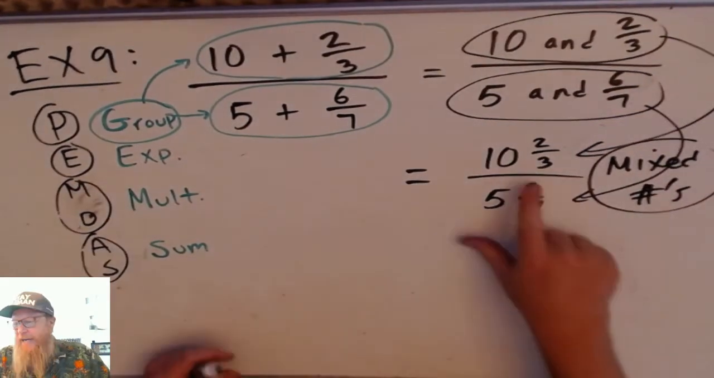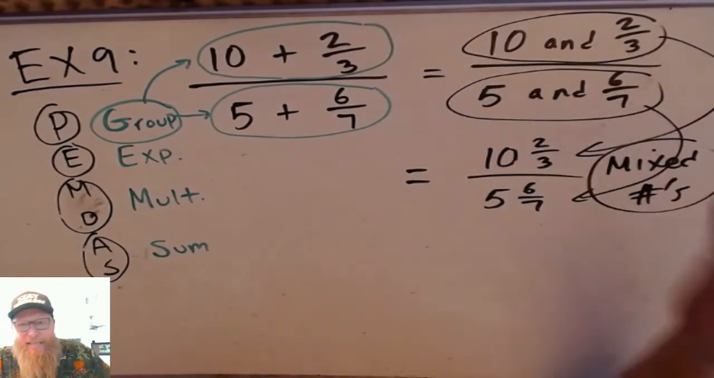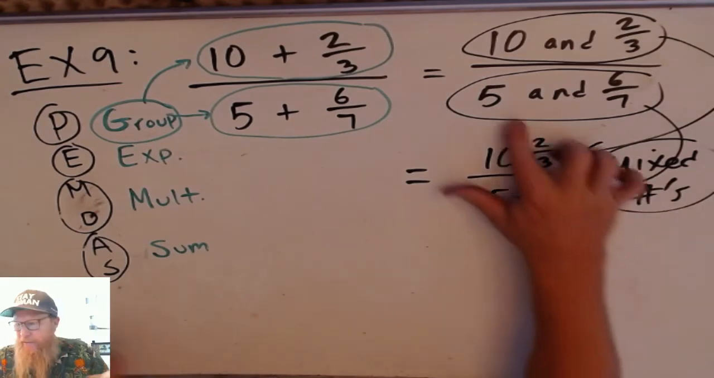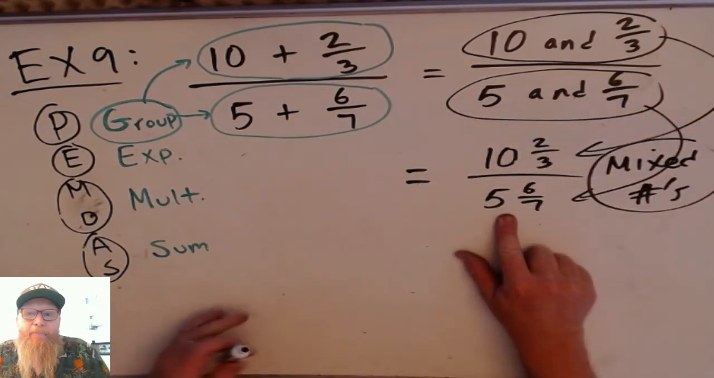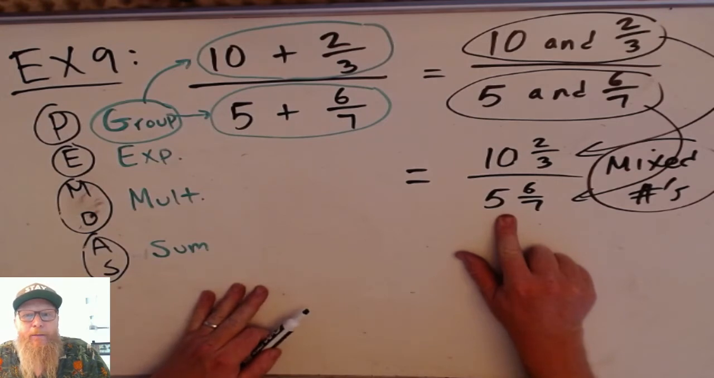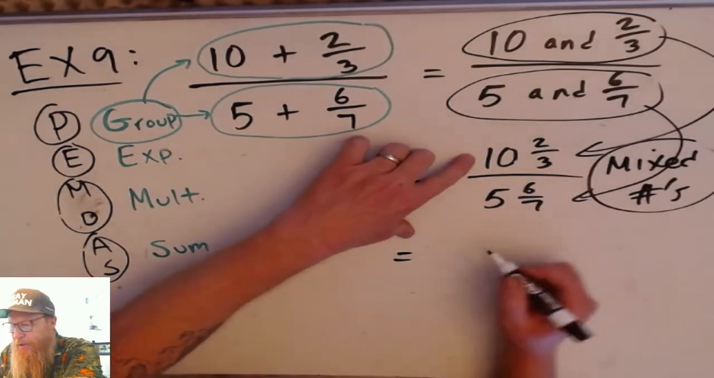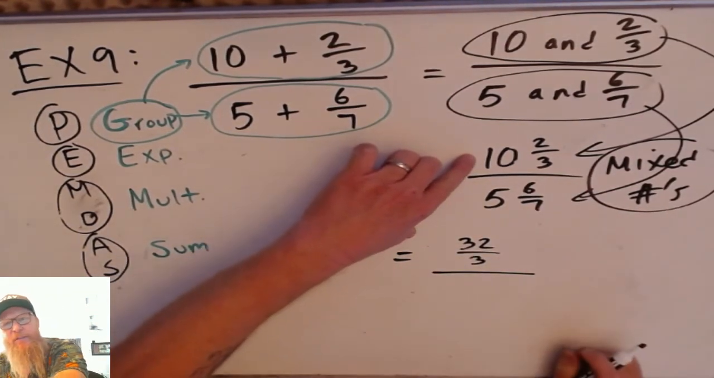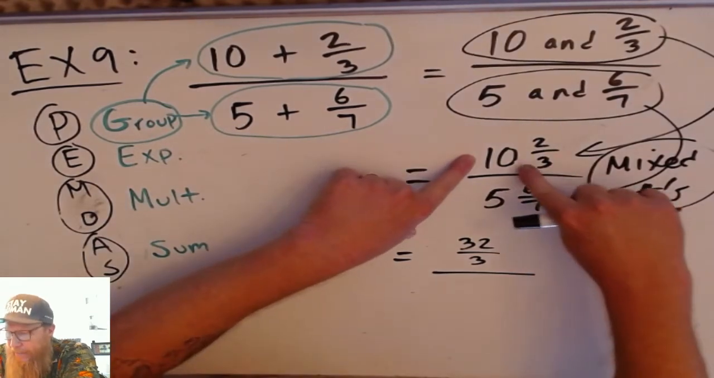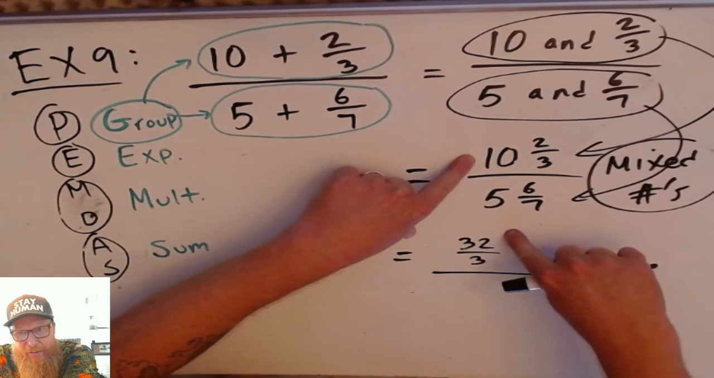Right? You say 10 2/3, 10 2/3. You don't say "and," the and is implied. 5 6/7, 5 6/7. The and is implied. Ten 2/3 is 32/3. Yeah. 3 times 10 is 30, plus 2 is 32. So that's 32/3.